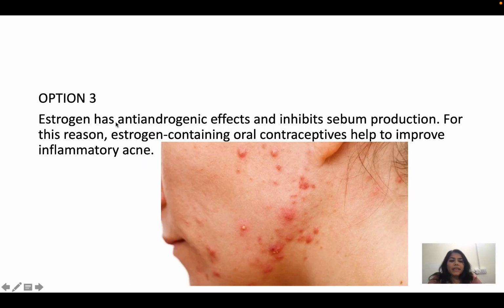Option 3. Estrogen has anti-androgenic effects and inhibits sebum production. For this reason, we take estrogen containing oral contraceptives to improve inflammatory acne. So this estrogen is actually given as a treatment to treat hormonal acne. Hormonal acne manifests as acne along the jawline or along the beard area, and this estrogen has anti-androgenic effects, and in fact it inhibits sebum production. So this is not a cause of acne, rather it is used as a treatment of acne.